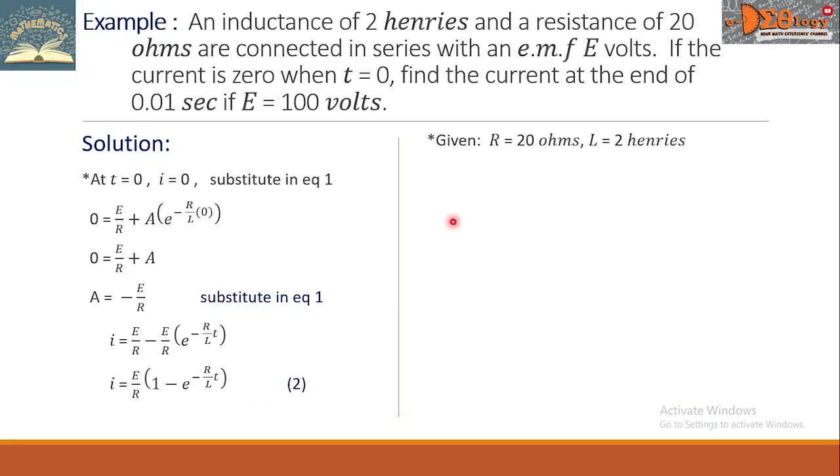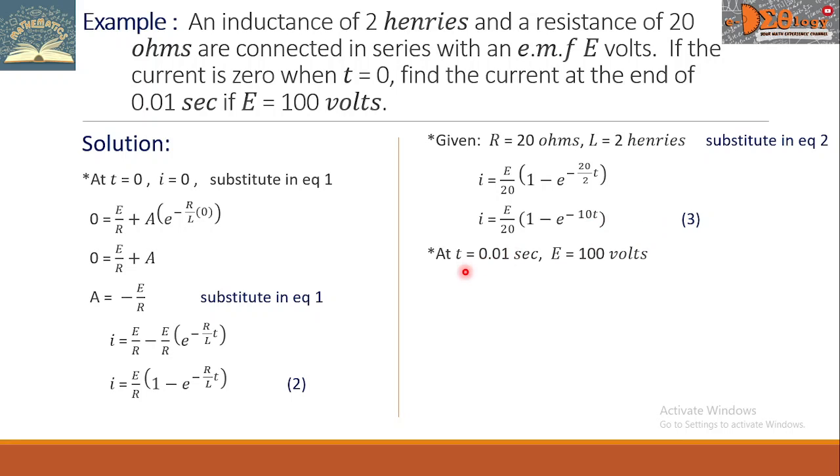Next thing to do, going to the given that R is equal to 20 ohms, then L is equal to 2 henries, let us substitute the values in equation number 2. So equation 2 becomes like this. We can simplify this further because we have this 20 over 2 in the exponent that we can simplify, so it becomes 10. So the e here is raised to negative 10t. This is now equation number 3.